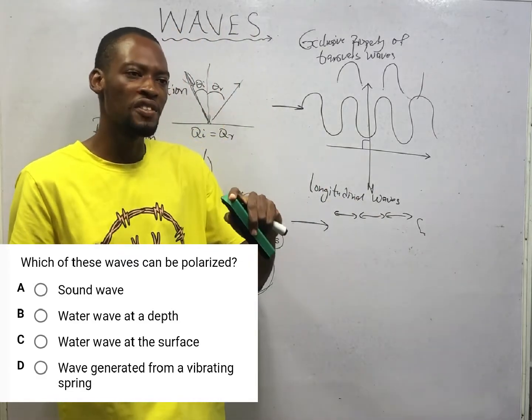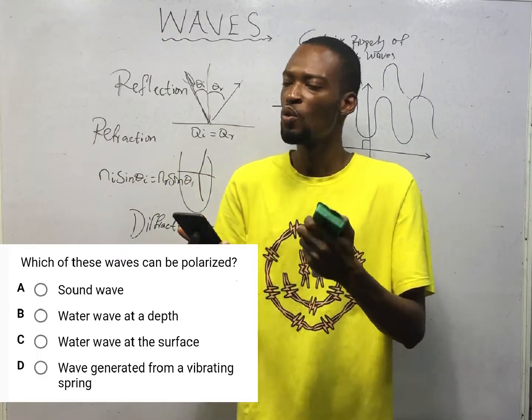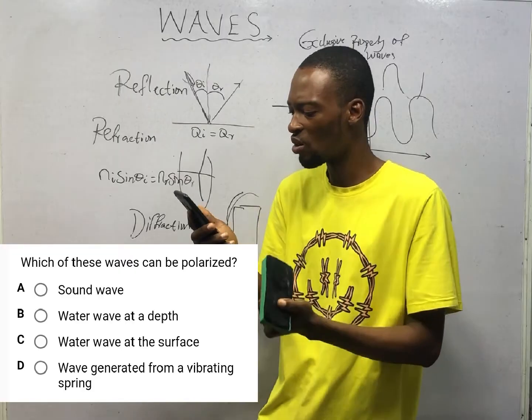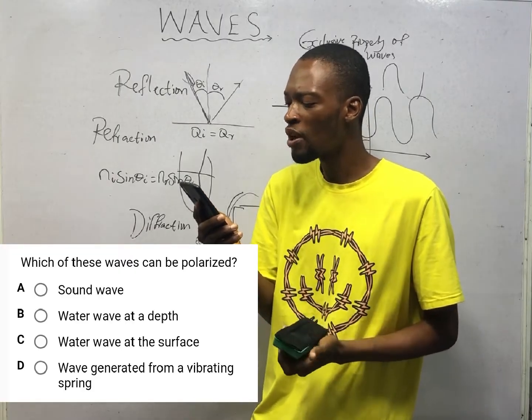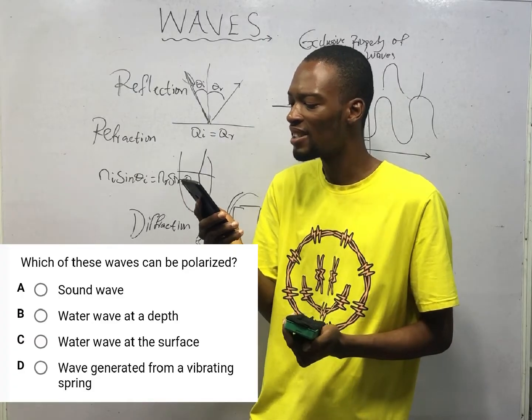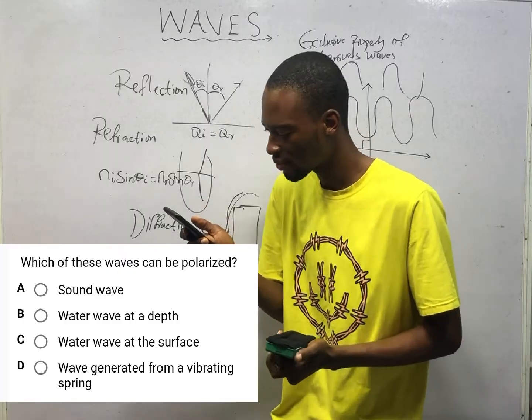Only transverse waves can be polarized. In other words, we can take this question to be, which of these waves is a transverse wave? A. Sound. B. Water wave at a depth. C. Water wave at the surface. And D. Wave generated from a vibrating string.